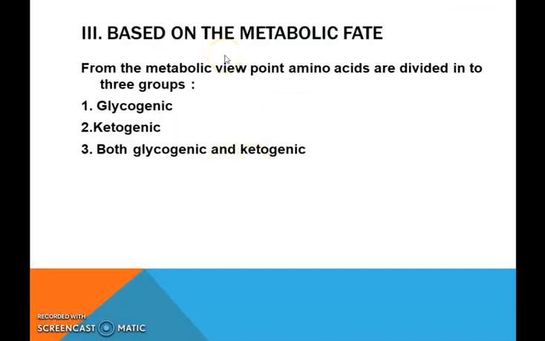The third classification is based on the metabolic fate. These amino acids serve as precursors for the synthesis of glycogen or glucose and fat. So from the metabolic point of view, we can classify amino acids into three main groups. What are those? Glycogenic, ketogenic, both glycogenic and ketogenic.